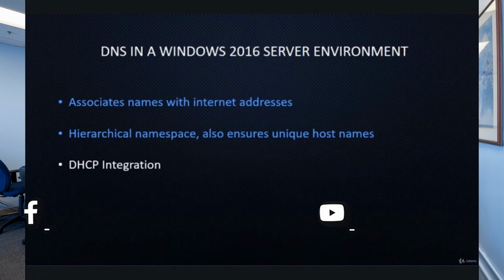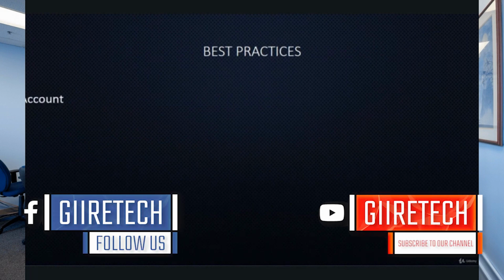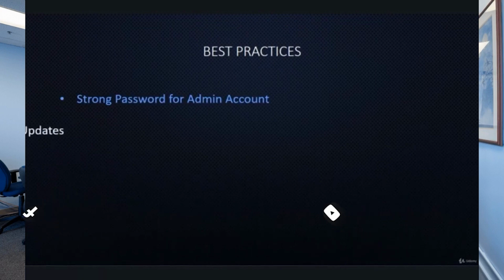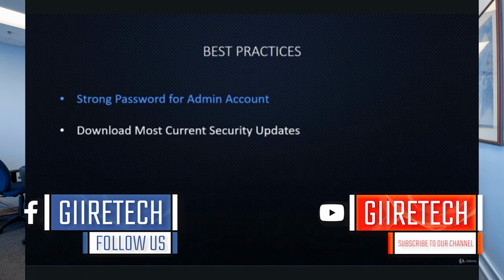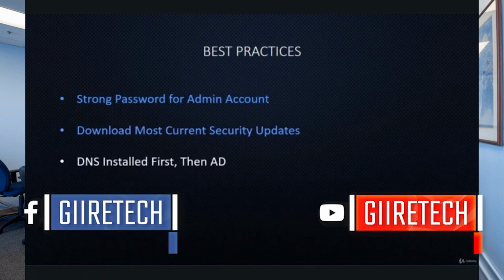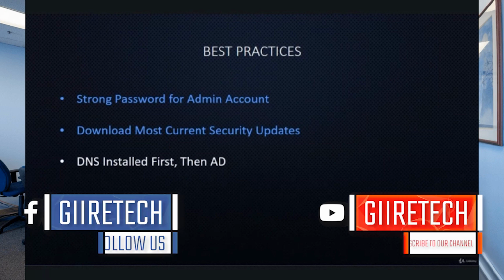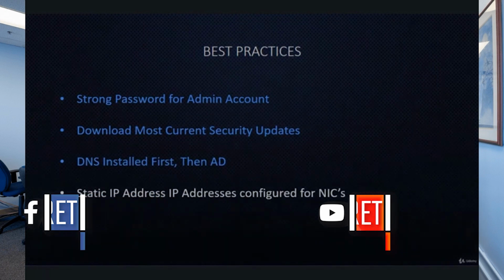The best practices in a production environment are: the administrator account has a strong password. The most current security updates from Windows should be installed. It is recommended to install DNS first, then Active Directory. Server network cards should be configured with a static IP address.